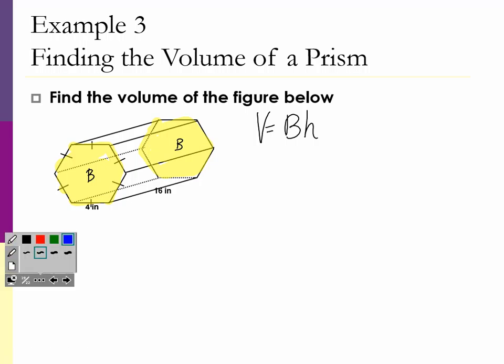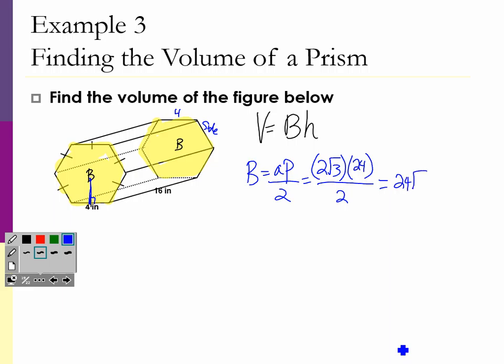And to do that, I'm going to have to do my B as apothem times perimeter, divided by 2. The side in this hexagon is 4. We hopefully remember that to get the apothem, we take half the side times radical 3. So the side is 4, half of that is 2, so 2 radical 3. That's my apothem. My perimeter: there are 6 sides times 4, which gives me 24. So I'm doing 2 square root of 3 times 24 divided by 2, which ends up being 24 square root of 3.